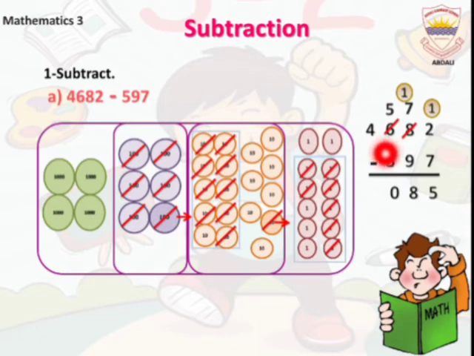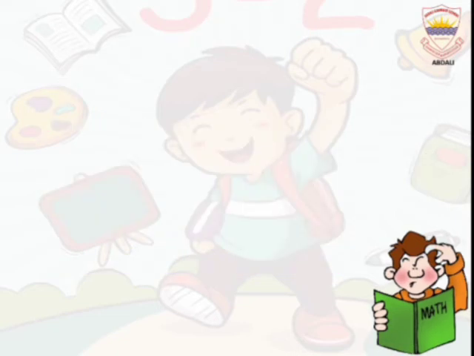At thousands place, 4 is there and in the second number, no digit is under 4. So we write 4000 as it is. Students, when we subtract 597 from 4682, we get 4085. Now students, it's time for another question.